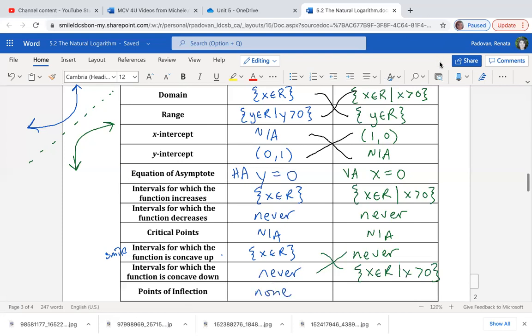And let's look strictly at my inverse function. If you remember, it was always concave down. It never switches to concave up, so that's none as well. So I don't have any points of inflection for this one.